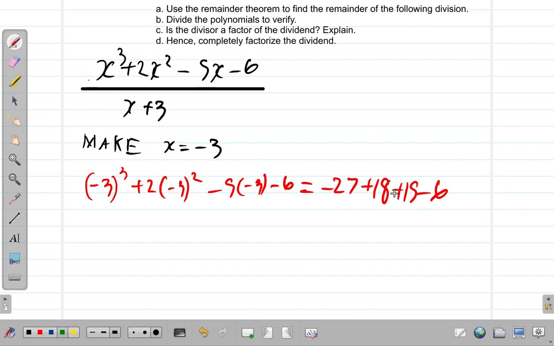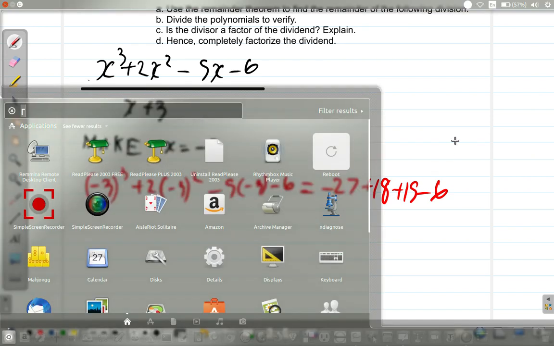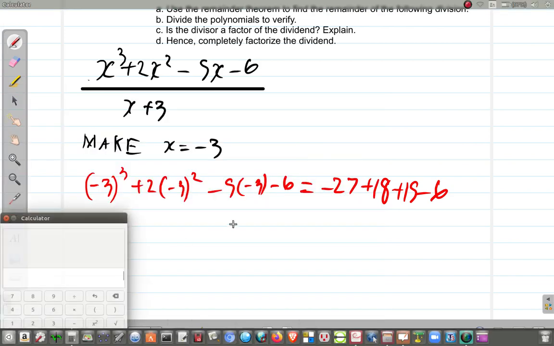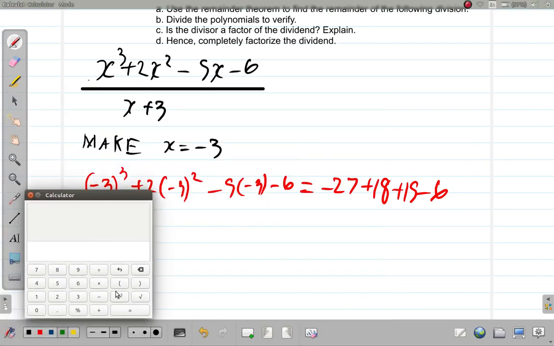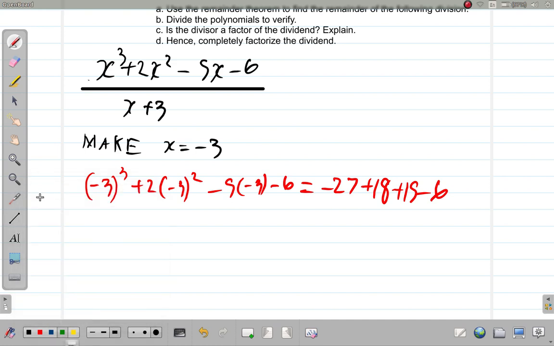Negative 27. Alright, calculate it for me. It's going to be negative 27 plus 18 is negative 9, plus 15 is 6, minus 6 equals 0. So the remainder is 0. Alright.